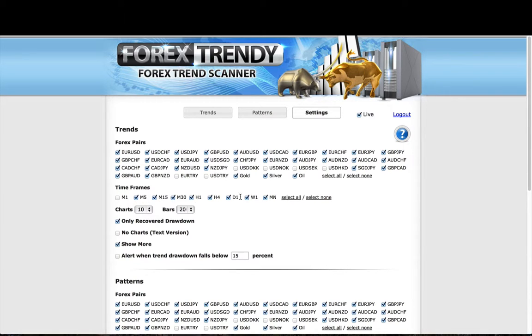We can set the time frames that we'd prefer to look at. Of course, the number of charts that I want to visibly see. I can say, let's have a look at 20 of them, which will just give us a lot more options. But what this really does as a tool is allow us to, it will automatically scan all those different instruments in all those different time frames and tell you when one is trending right now.